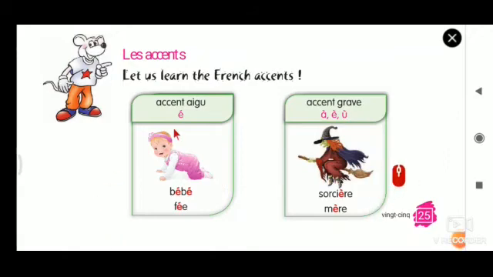Now we are just going to pronounce once again with me, and then we are going to do a French song. Accent aigu, accent aigu, bébé, fait, bébé, fait. So the A sound, as it is in play. Accent grave, A accent grave, E accent grave, U accent grave. Sorcière, sorcière, mère, mère. So sorcière means this is the lady which is sitting here.